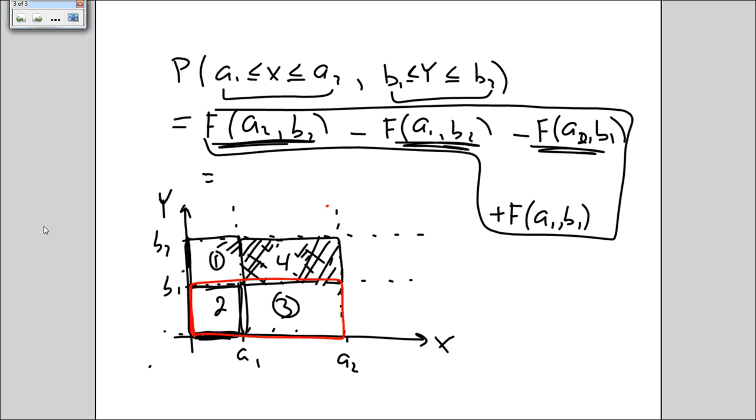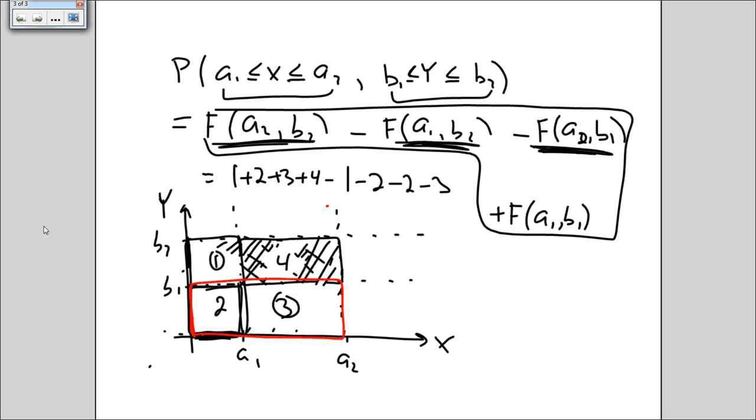F of A1, A2 is 1 plus 2 plus 3 plus 4. Minus f of a1, b2, was minus 1 and minus 2. And f of a2, b1 is 2 and 3 we have to take away.